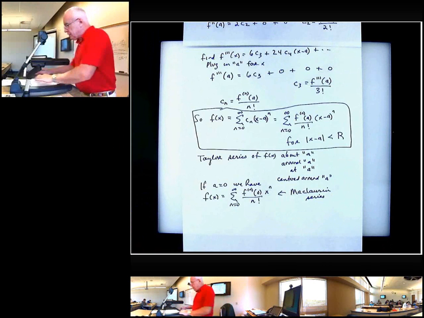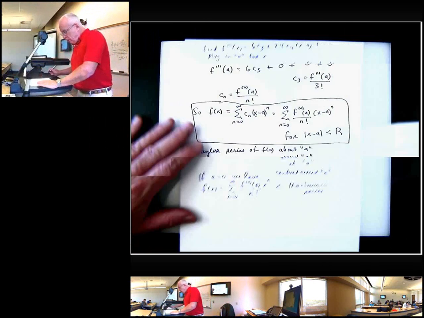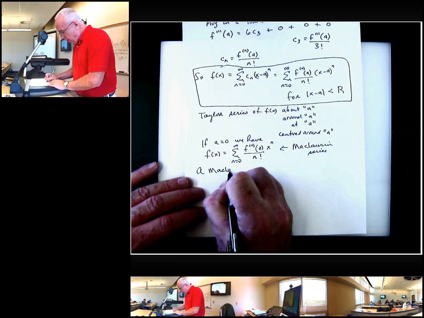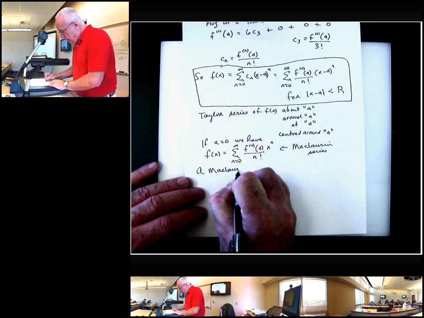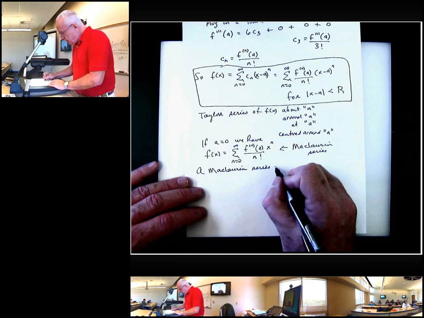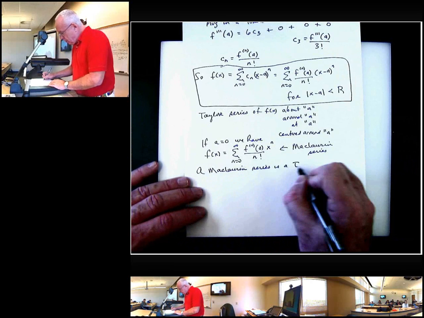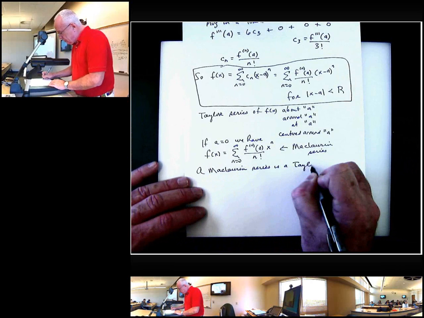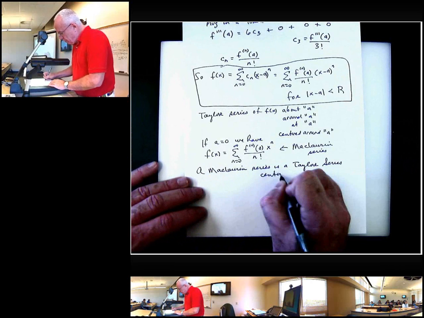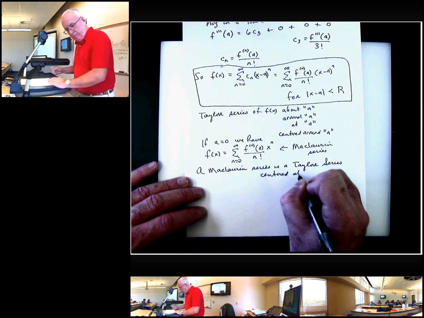We can basically say that a Maclaurin series is a Taylor series centered at 0. All right. Okay.